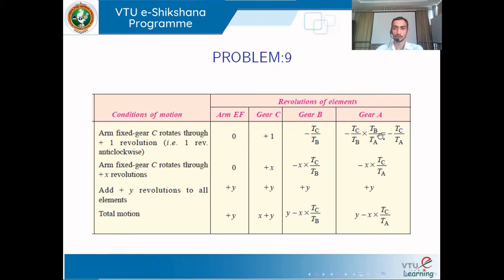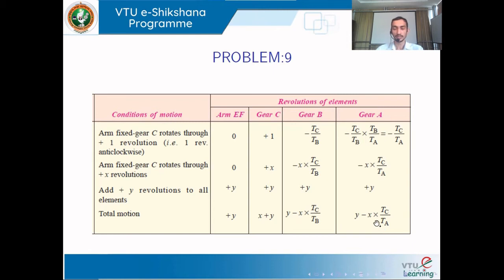So in the first row, we had assumed the arm to be fixed and we have given one rotation to gear C. So in the second row, we'll assume the same thing, but we'll be giving X rotation to gear C. So we just have to multiply the above equation by X. So individually, we'll be giving Y rotation to each of the elements, and the total motion of each element is got by adding the elements in the second and the third row. So this is the net rotation of the arm, net rotation of gear C, net rotation of gear B, and net rotation of gear A.